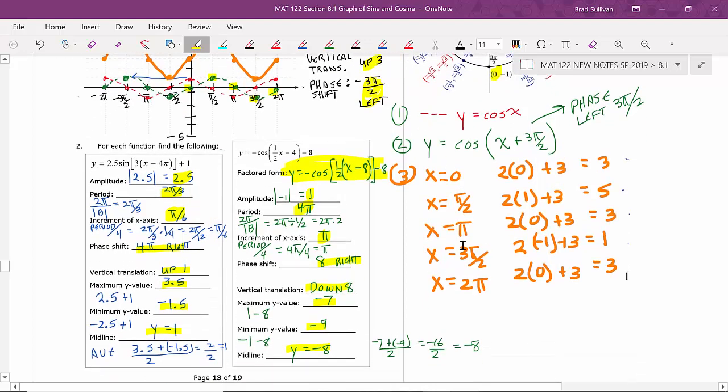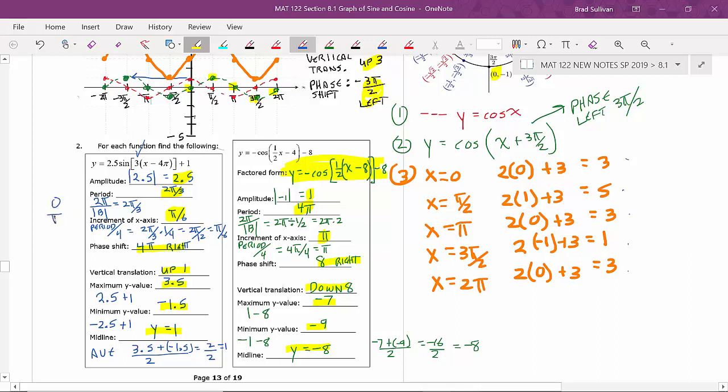The next thing I want you to check is what you did here and see if you're on the right track. So this example, 2.5 is the amplitude. It's in a factored form, see? So the period would be 2 pi over 3. The phase shift would be 4 pi to the right. The increment would be the period, 2 pi over 3 times a fourth. So that would be 2 pi over 12. That reduces to pi over 6.